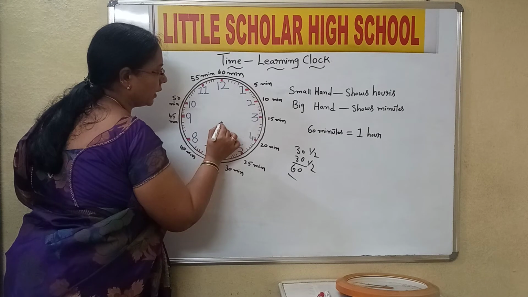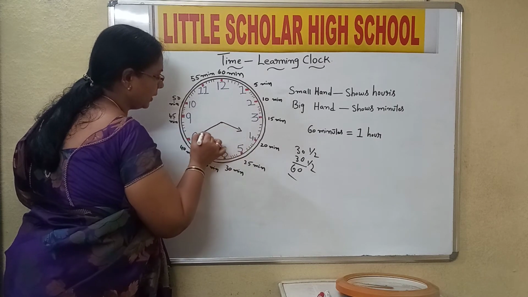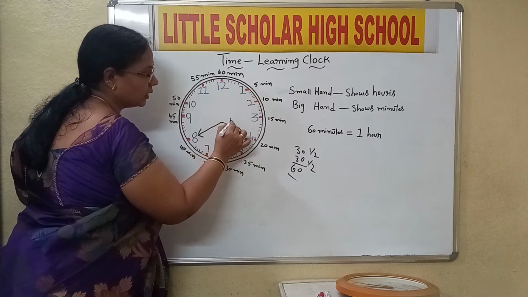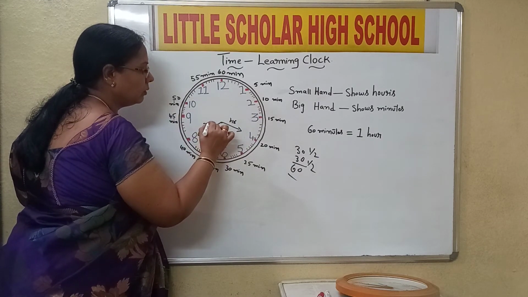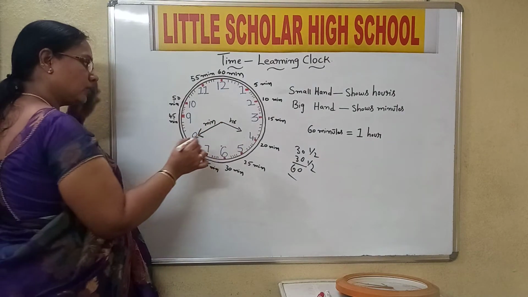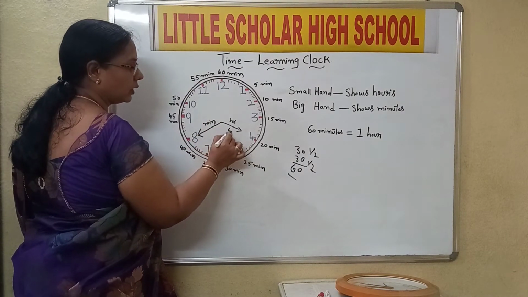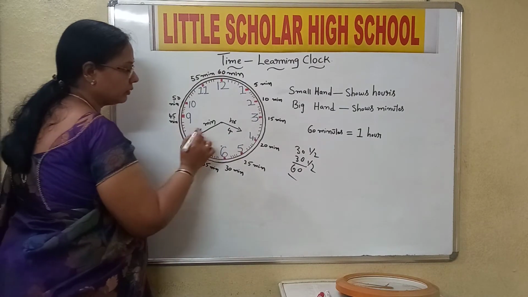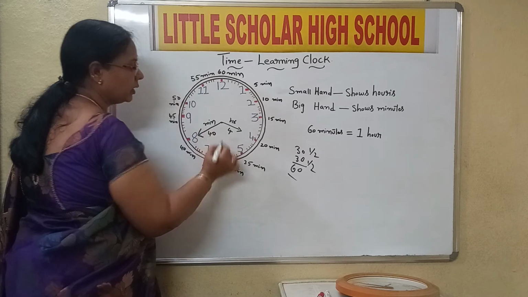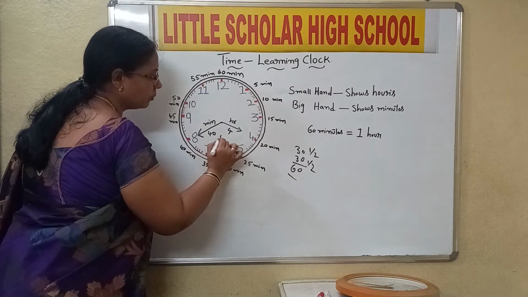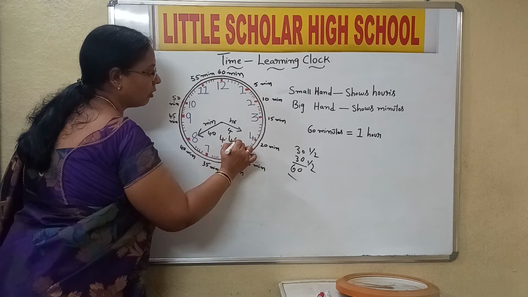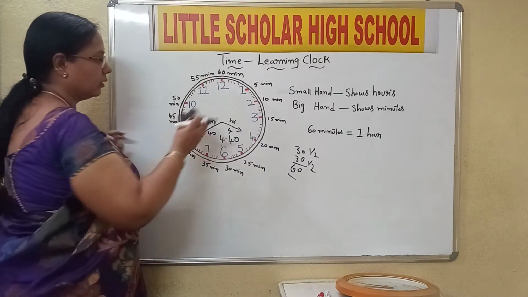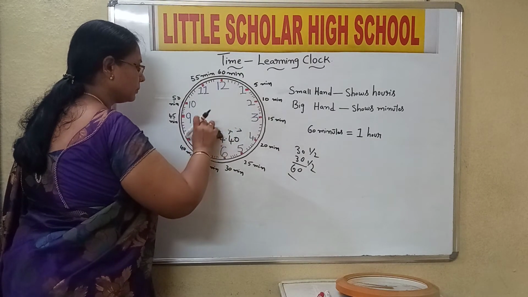Now, you tell me this. This is the small hand, and this is the big hand. The small hand will tell you hours. The big hand will tell you minutes. So, what is the hour now? 4 o'clock. What are the minutes? 8 means how many minutes? 40 minutes. So, what is the time now? 4:40. Okay. Let me do one more.